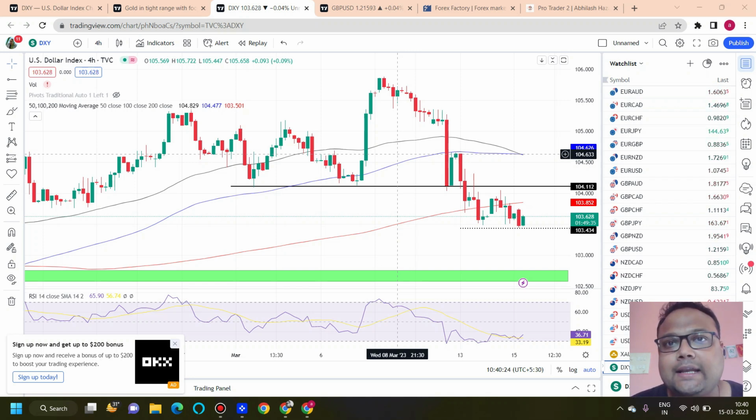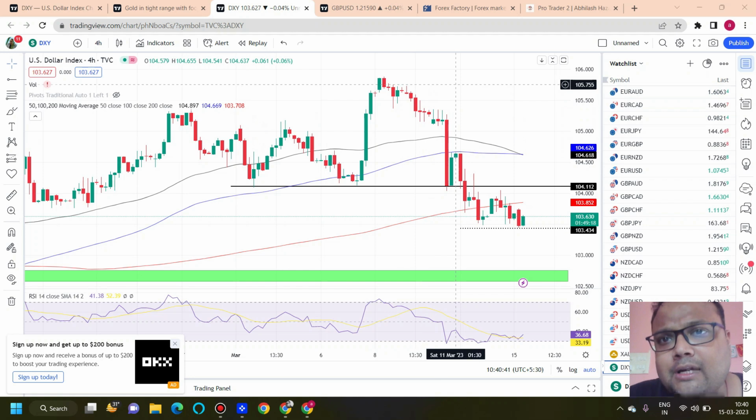on the 22nd of March, because after NFP, after the Silicon Valley Bank crisis, after this CPI, the next big event will be FOMC. The FOMC will be very critical, crucial this time on 22nd of March. So till 22nd of March, we may not see some crazy volatility, crazy trend reversal moves on the chart as well.